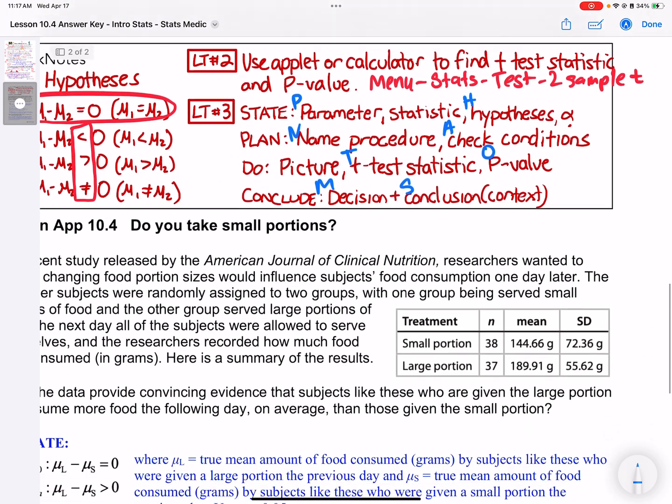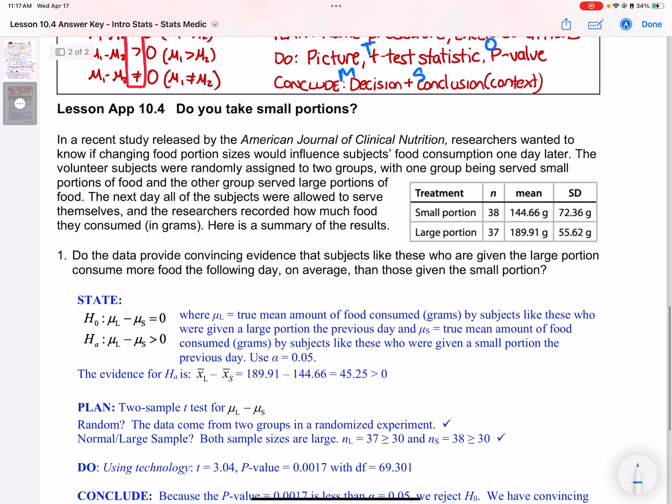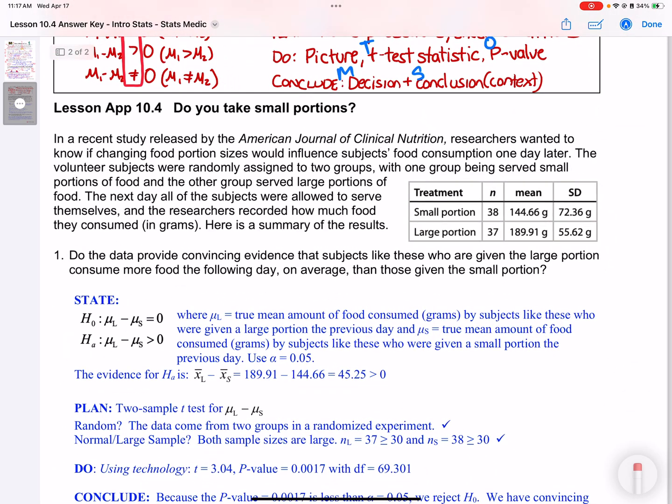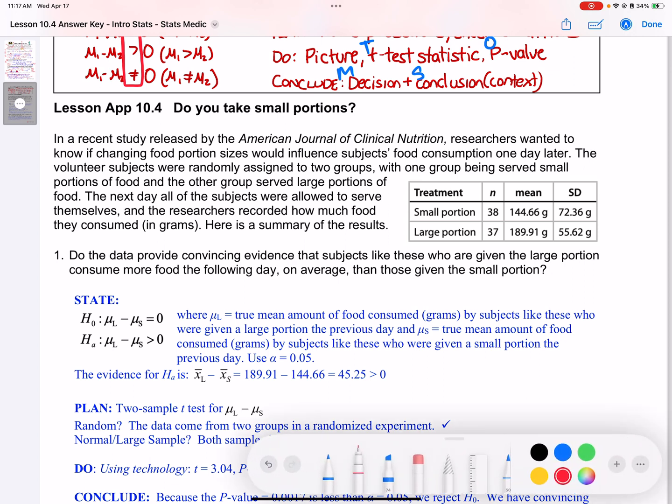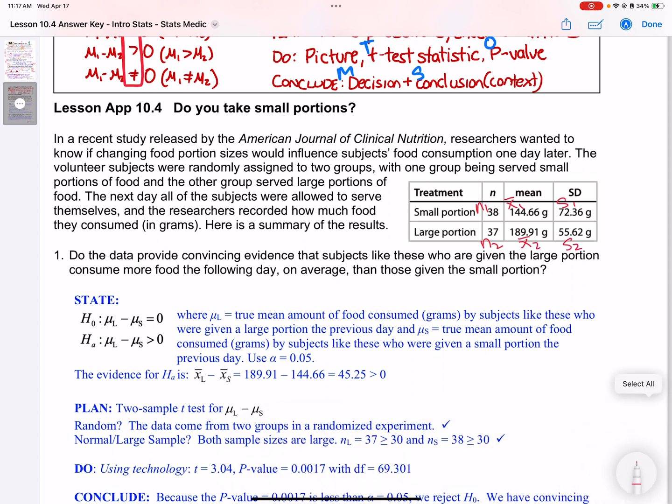It's all your choice. Okay, so for this one here, you're going to do the same thing. This is going to be n1. This would be x bar 1. This is s1. This is n2. This is x bar 2, and this is s2. Let's read through this and see how we would do it.